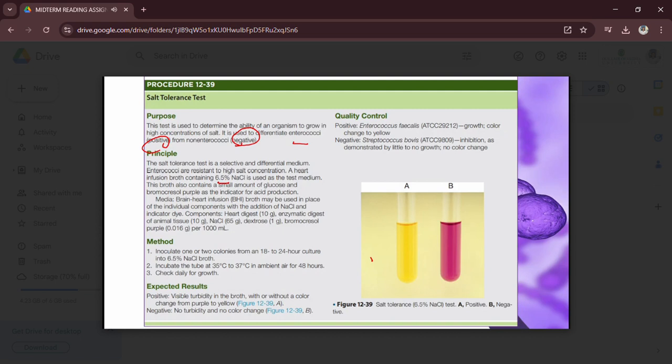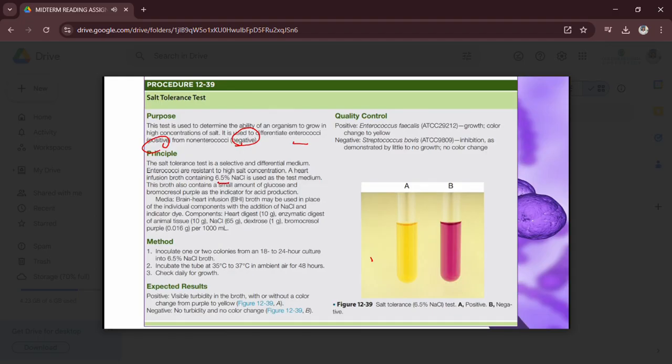Now, since salt tolerance, titignan mo yung organism na tolerant sa salt, sa high concentrations of salt. So, sino ba ang mabubuhay? Tolerant ba siya? That would be your group D enterococci, and ang hindi naman tolerant would be your other group D. Hindi sila tolerant, so hindi sila mabubuhay in high salt concentrations.